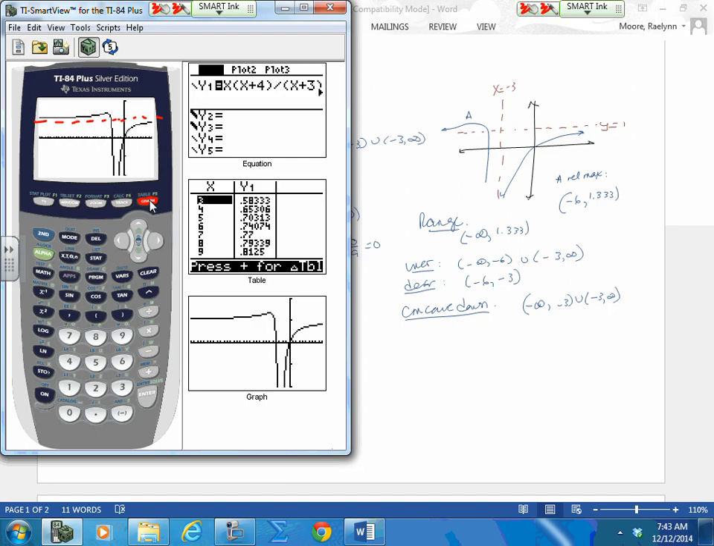And how do you know? How do you know that it's doing that? You may not realize it. But a good way to tell is your table. Here's your table.